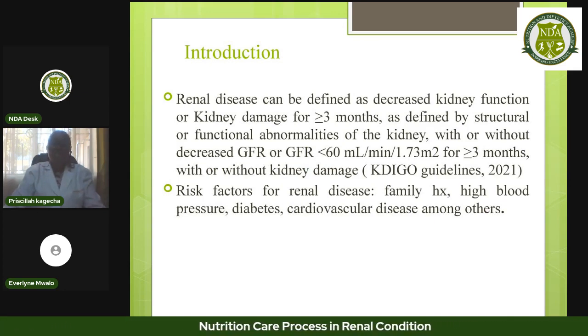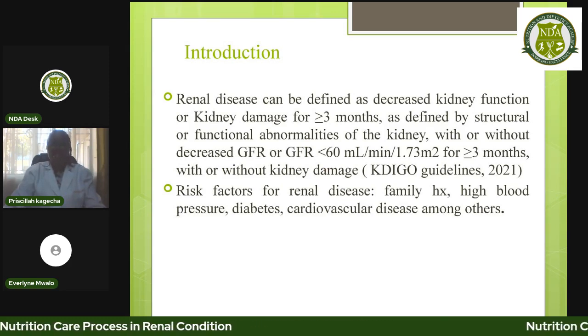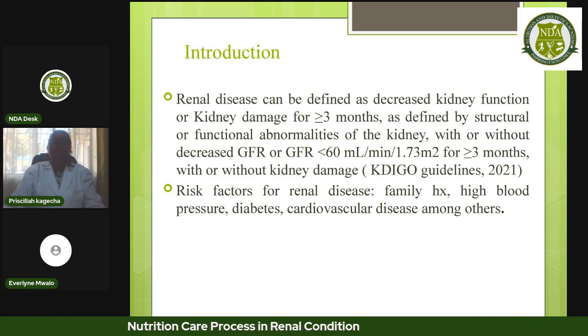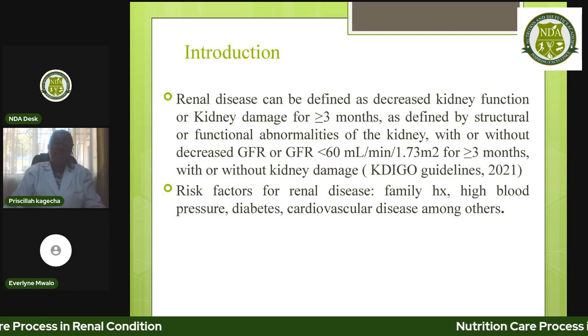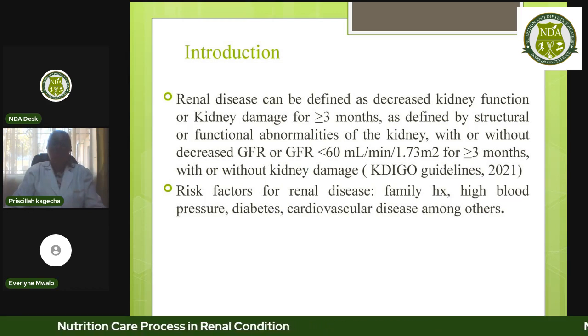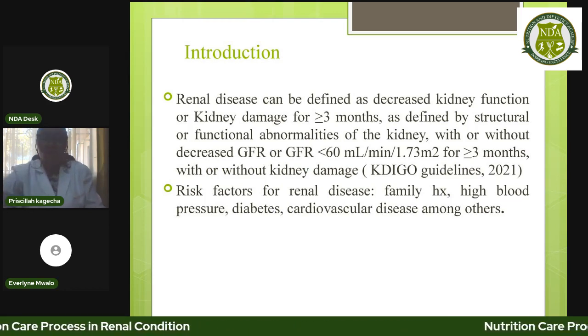So there are several risk factors of kidney disease, which are as follows. Number one, if there is a family history of kidney disease. Number two, if one has a history of high blood pressure, diabetes, cardiovascular diseases, among other risk factors.